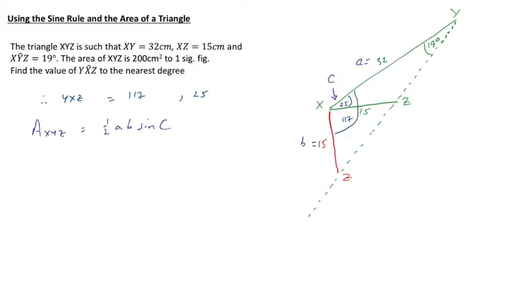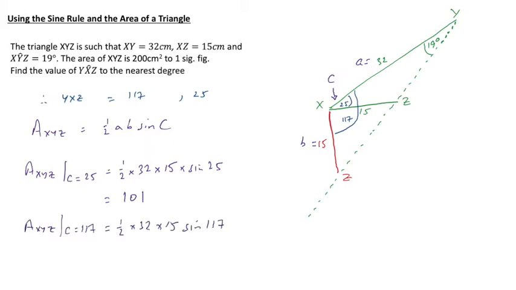So let's see what the areas are. The area of XYZ, if the angle C is 25, is a half times 32 times 15 times sine 25. And we pop that in the calculator and we get 101, to the nearest whole number.